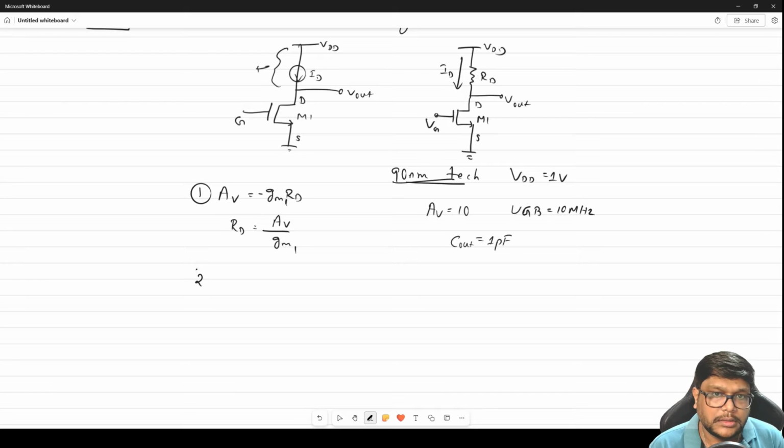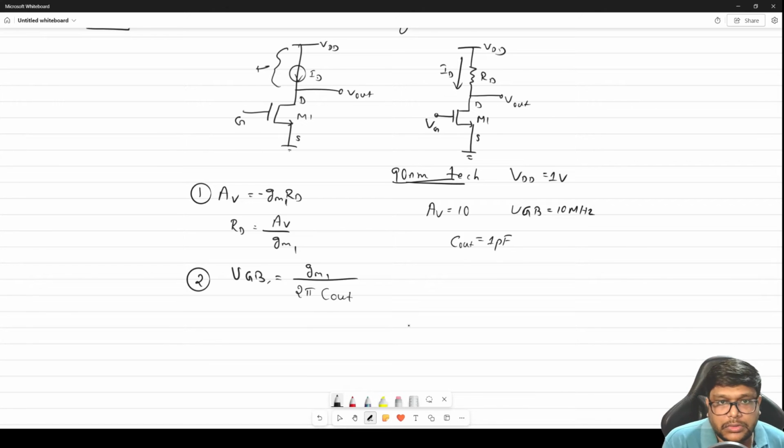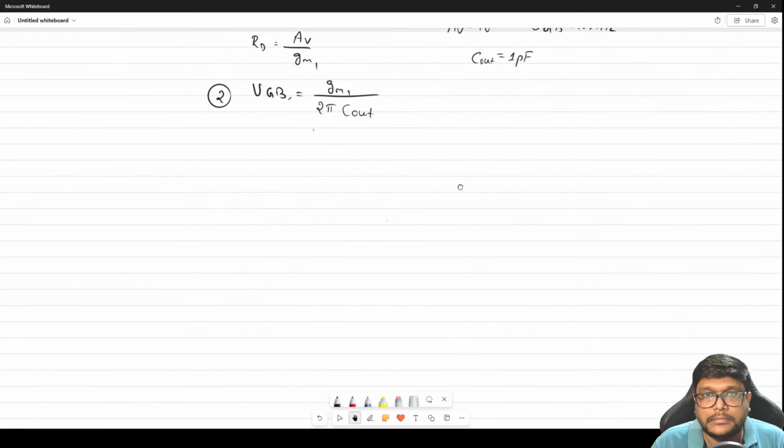Another point, the formula for unit gain bandwidth: UGB is equal to the intrinsic transconductance of M1, gm1, divided by 2 pi Cout. Okay, so how much speed will there be, meaning what is the maximum frequency this M1 can go? It depends upon the output capacitance and gm of that circuit.